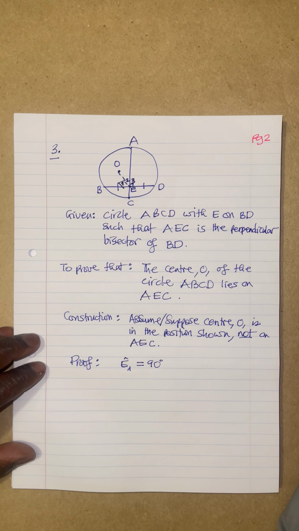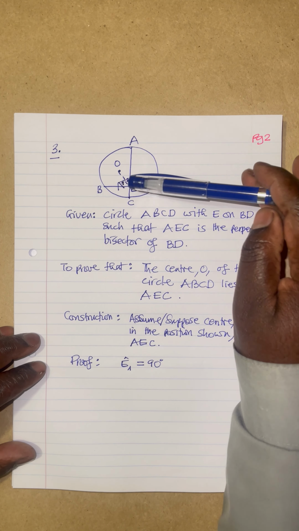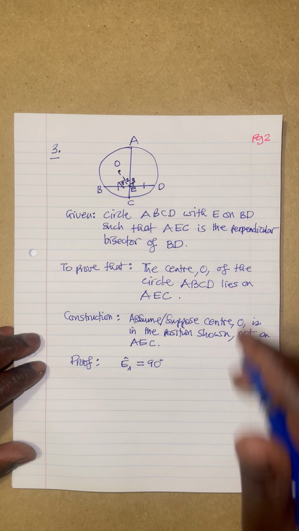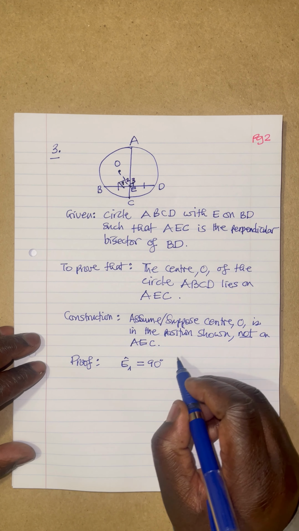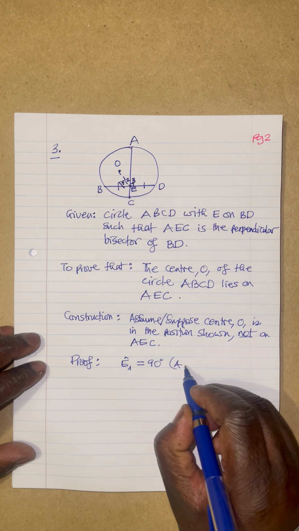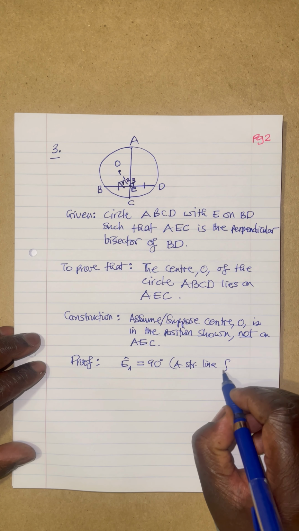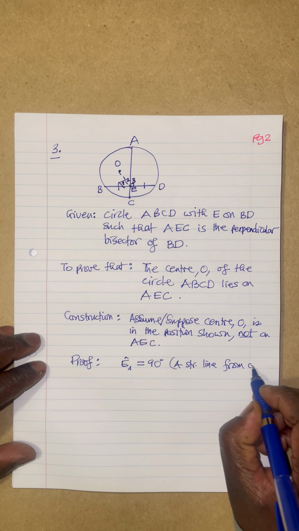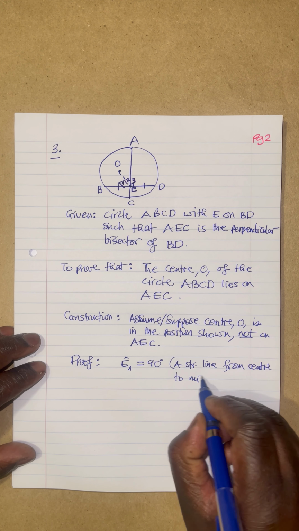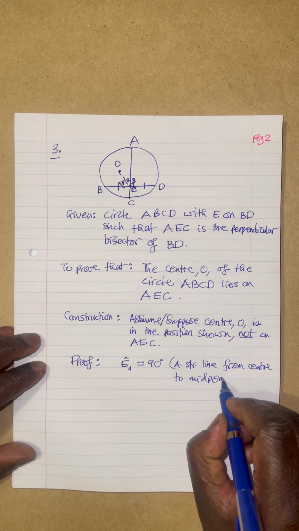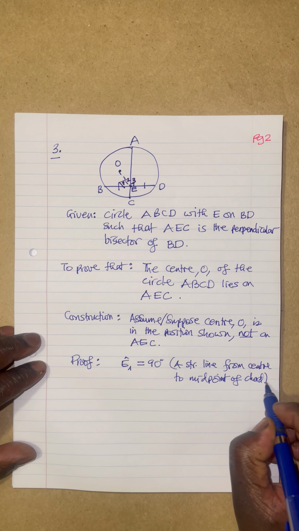Because remember, theorem number 1, we said a straight line from center to midpoint of chord is perpendicular to the chord. So here we're going to use the name of theorem 1. We're going to say a straight line from center to midpoint of chord. That's the reason.